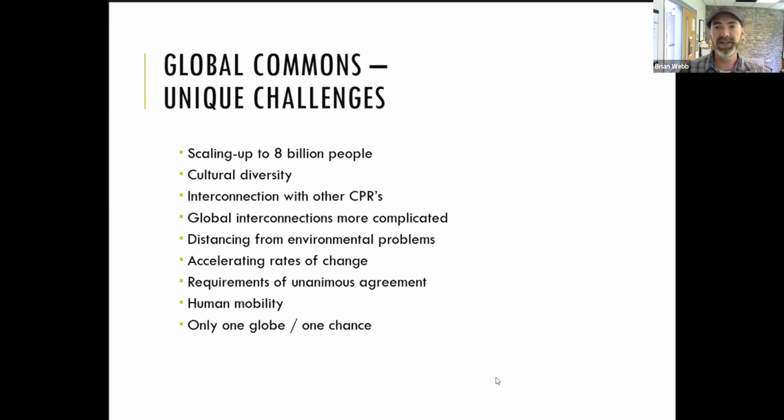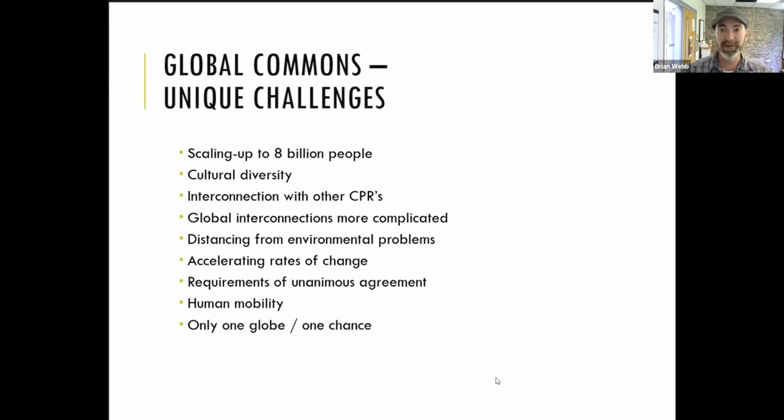Accelerating rates of change, which we see regularly with issues like climate change or biodiversity loss, where it seems like these kinds of challenges are not just progressing incrementally, but are accelerating in terms of how bad they are for society.